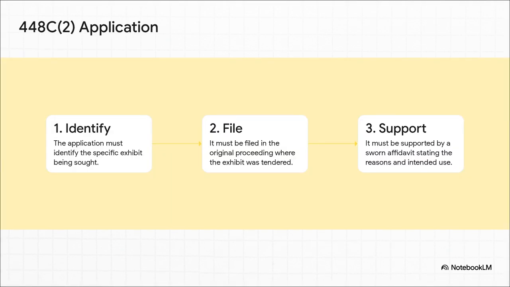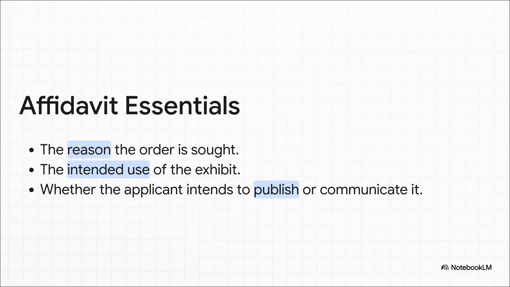And that application has some strict requirements. Rule 448C, Subrule 2 gives you a three-step checklist. For your exams, just think identify, file, and support. You have to identify the specific exhibit you want, you have to file the application in the right proceeding, and most importantly, you have to support it with a sworn affidavit. And that affidavit isn't just a bit of paperwork. It is the absolute heart of the application. This is where you see the real gatekeeping function of the rule. Under Rule 448C, Subrule 2, Paragraph C, that affidavit has to spell out exactly why you want it, what you're going to do with it, and this is the big one, whether you plan to publish it. You have to put all your cards on the table.